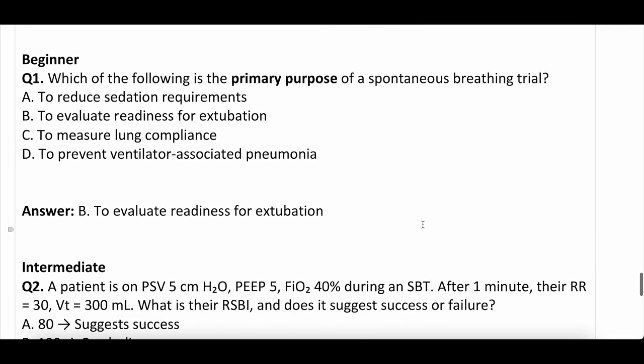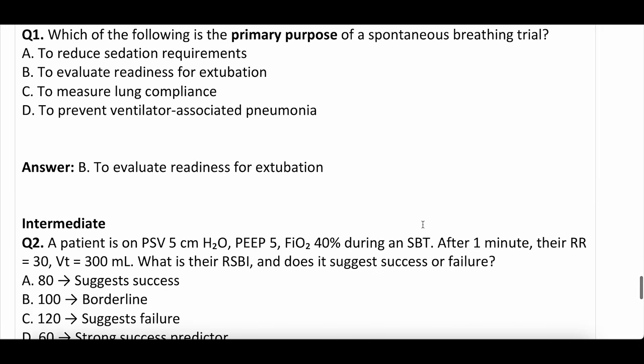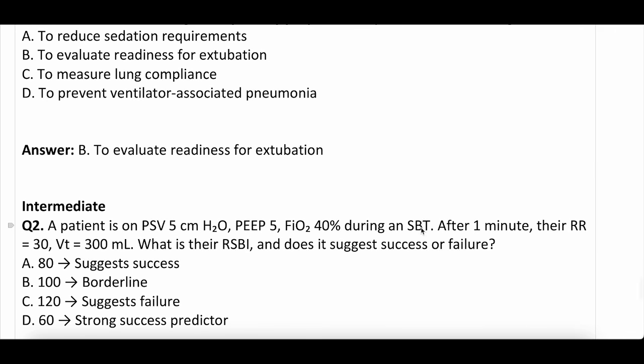All right, question number 2, intermediate. A patient is on a pressure support of 5 centimeters of water, a PEEP of 5, an FiO2 of 40% during their spontaneous breathing trial. After 1 minute, their respiratory rate is 30 and their tidal volume is 300. What is their RSBI and does it suggest success or failure?